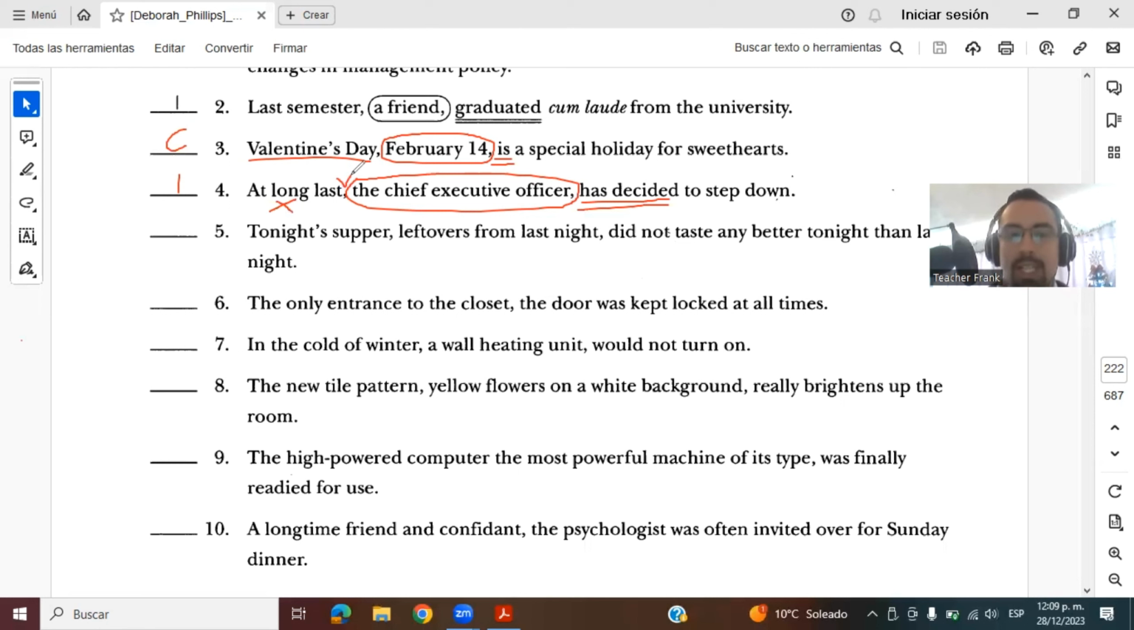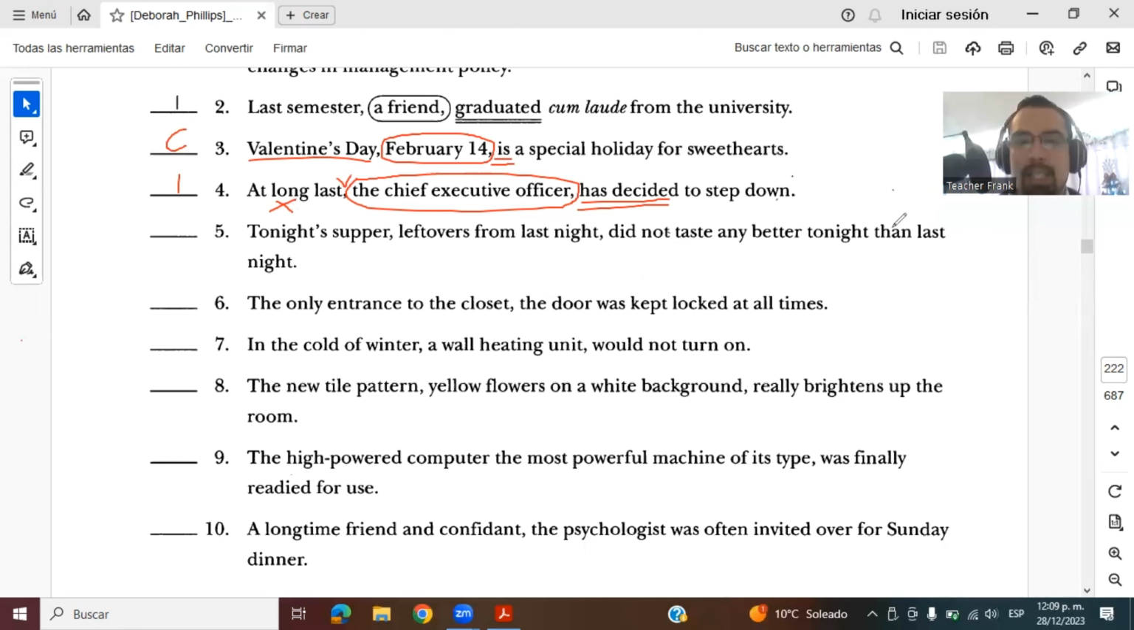Number 5 says, "Tonight's supper, leftovers from last night, did not taste any better tonight than last night." So we have here did not taste, which is my verb, and between commas, leftovers from last night. So this is my appositive. And tonight's supper is the same as leftovers from last night. So that's my subject. And it is correct. No problem there, right?